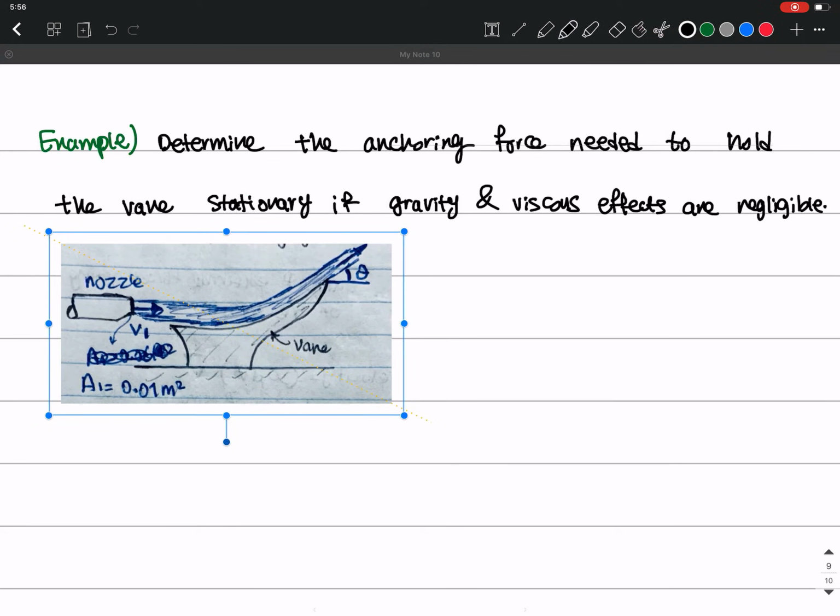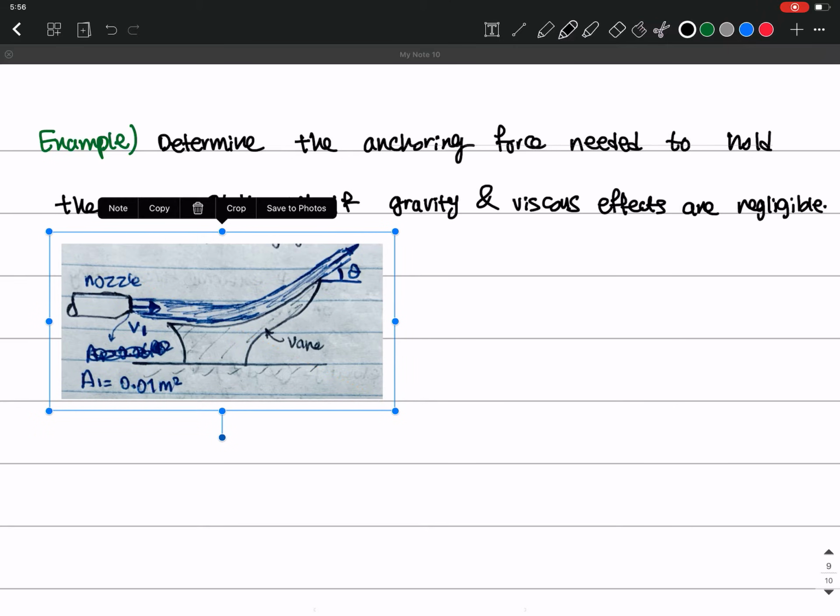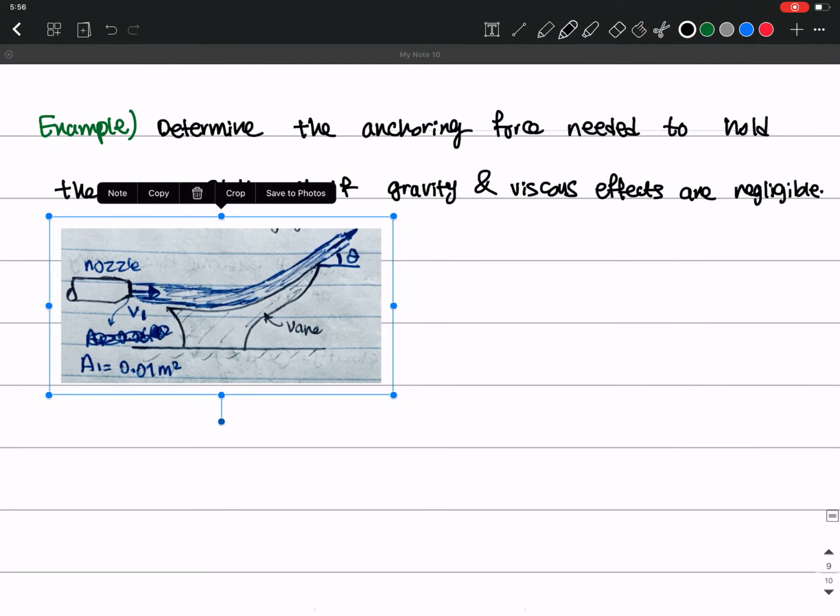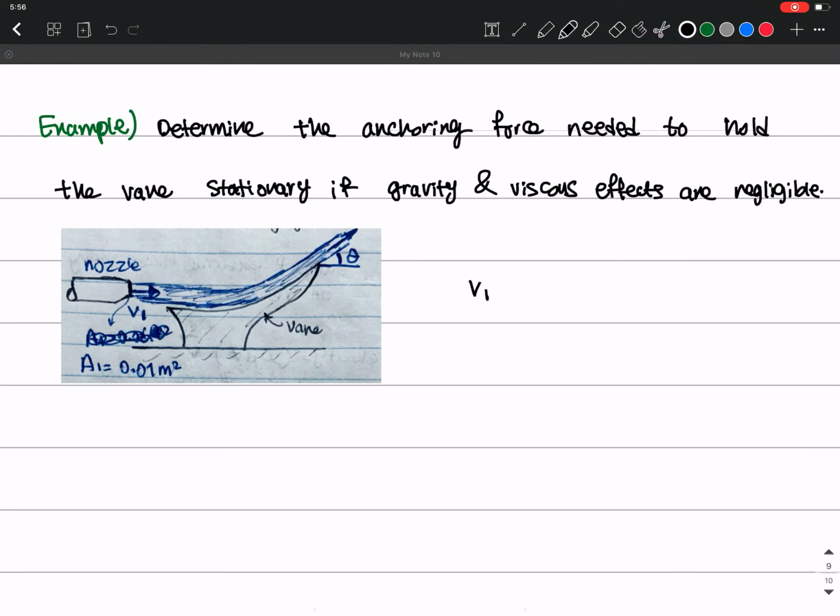So this is a vane that we have, and the other given information in the problem is the initial velocity of the nozzle, which is 10 meters per second. So we have a nozzle here that shoots the water or any fluid into this vane, and the water kind of changes its direction because of the shape of the vane. And so the question is, what are the anchoring forces that are needed to keep this vane stationary? Okay, so we need to calculate the forces that act on this vane by this fluid.